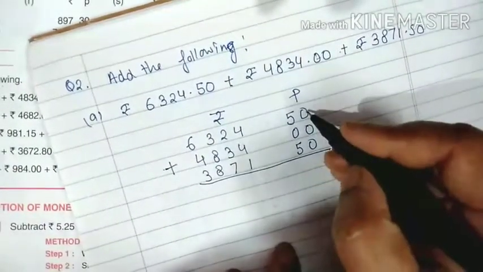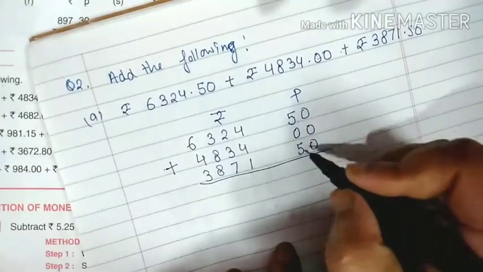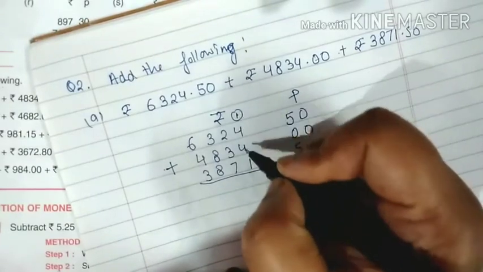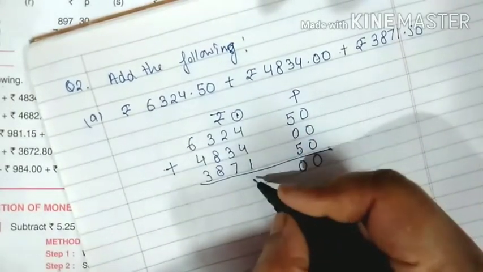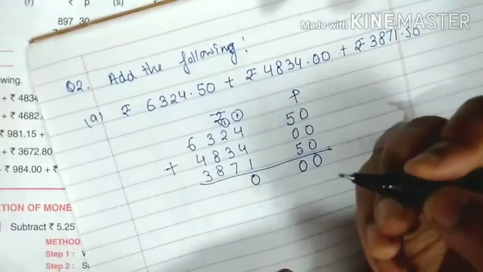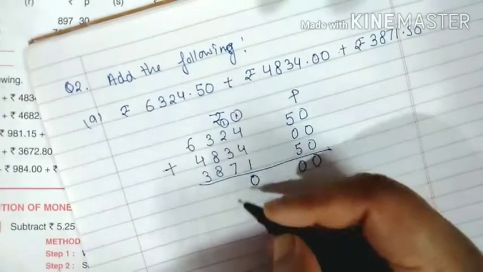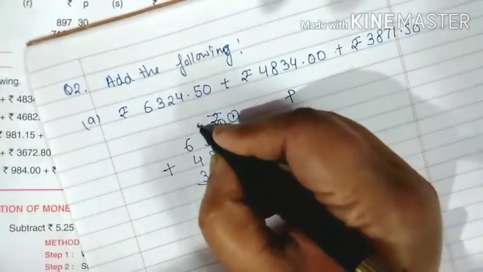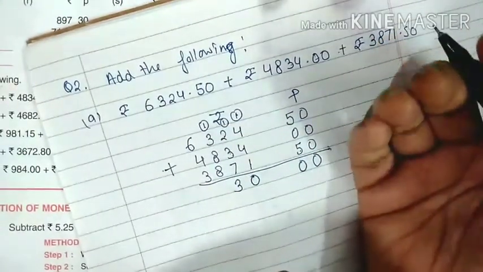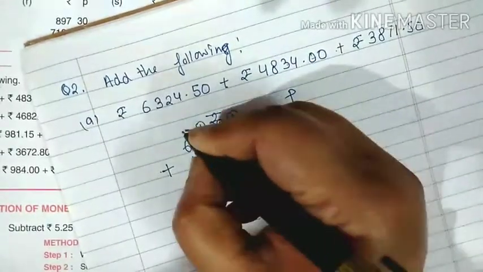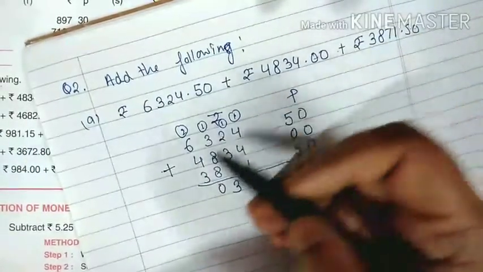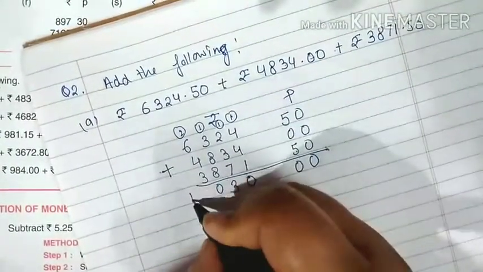Okay. 0 plus 0 plus 0 is 0. 5 plus 5 is 10. So 0, 1 carry. 4 plus 1, 5. 5 plus 4, 9. 9 plus 1, 10. So 1 carry. 2 plus 1, 3. 3 plus 3, 6. 6 plus 7, 13. 1 carry. 1 plus 3, 4. 4 plus 8, 12. 12 plus 8, 20. 2 carry. 6 plus 2, 8. 8 plus 4, that is 12. 12 plus 3, that is 15.